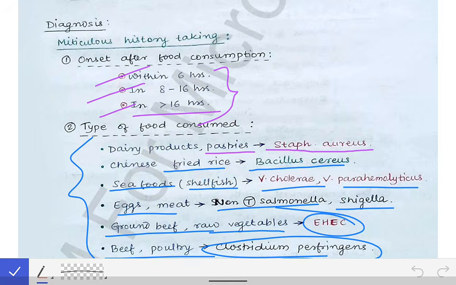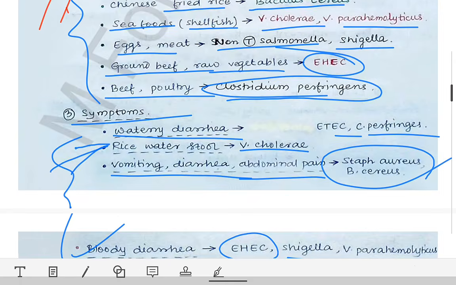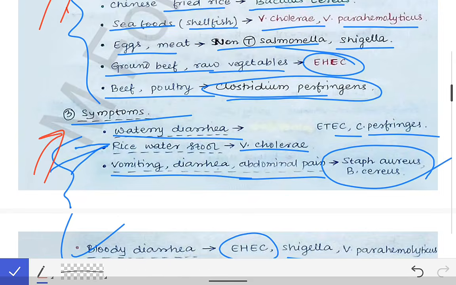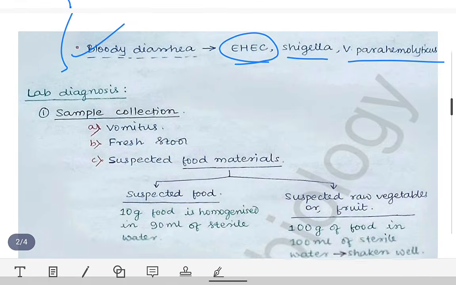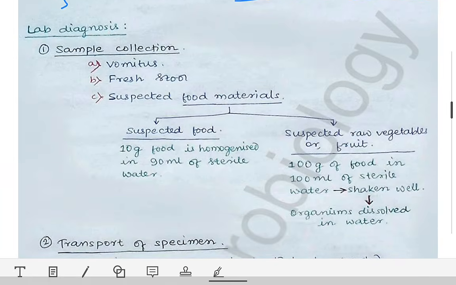In the meticulous history taking, we have to first ask the time gap between the food taken till the presentation of the symptoms, that is the incubation period. Then we have to ask what type of food they have eaten, and then we have to ask about the symptoms, like what type of diarrhea is occurring, whether there is vomiting along with diarrhea or vomiting without diarrhea, whether there is abdominal pain associated or not, or fever or not. So all these symptoms will help us in narrowing down. After doing all this, you have to go to the lab diagnosis part.